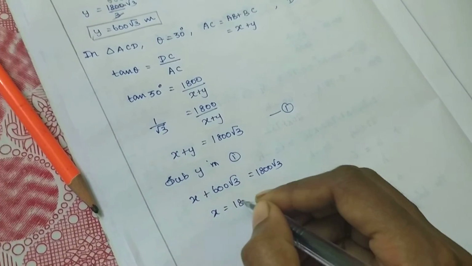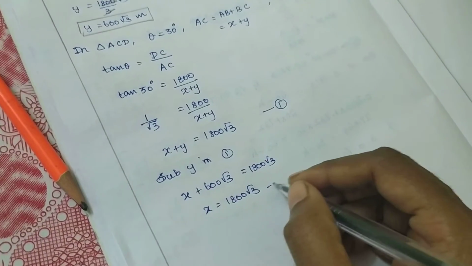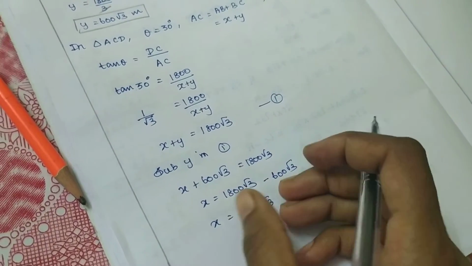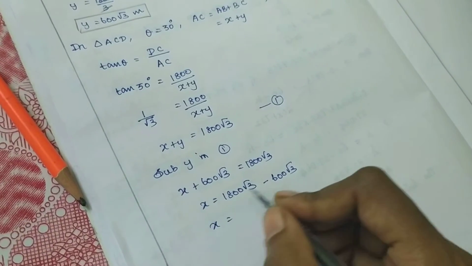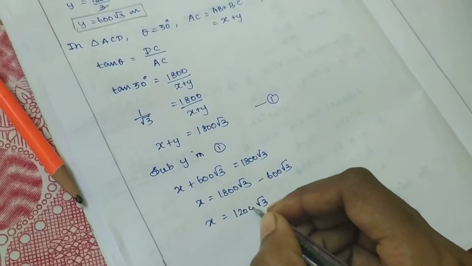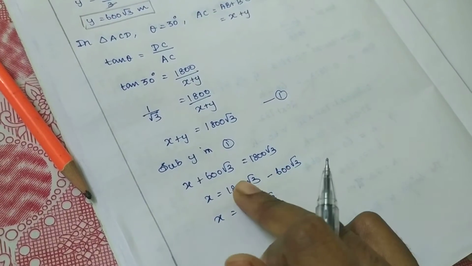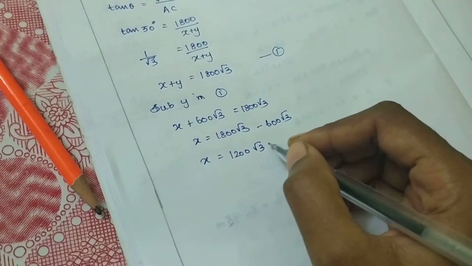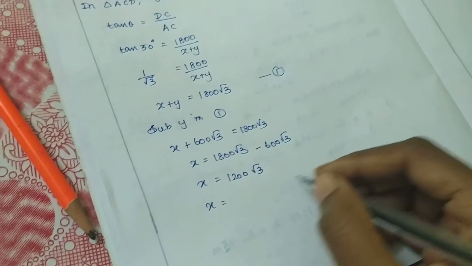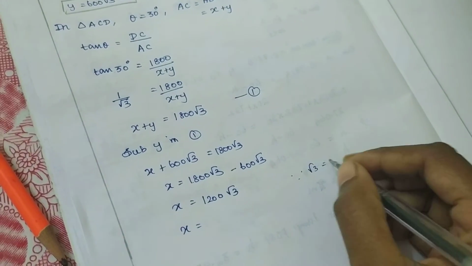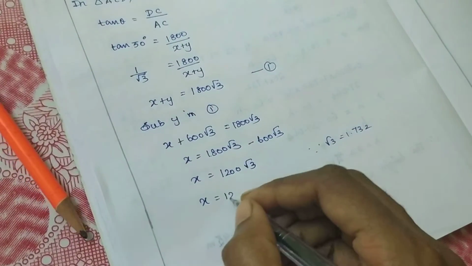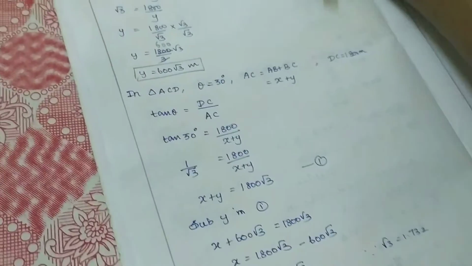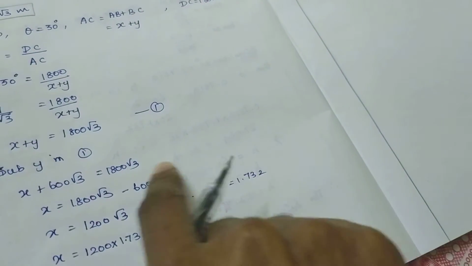So X is equal to 1800 root 3, this is moving to this place, minus 600 root 3. So root 3 is the same, right? So I can subtract. So how much? 1800 minus 600 is 1200. So X is equal to 1200 root 3. We already know root 3 equal to 1.732. So we can solve and get this answer.